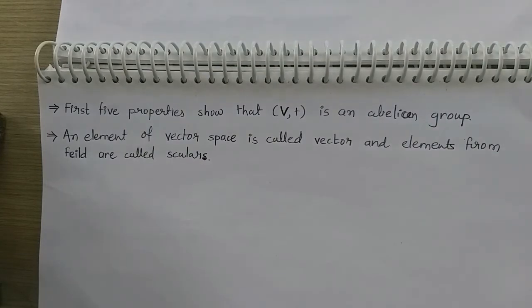So this is some introduction to the vector space. For that we defined binary operation, closure property, group, ring, field, and at last we defined vector space. In the next lecture we will study some examples of vector space.